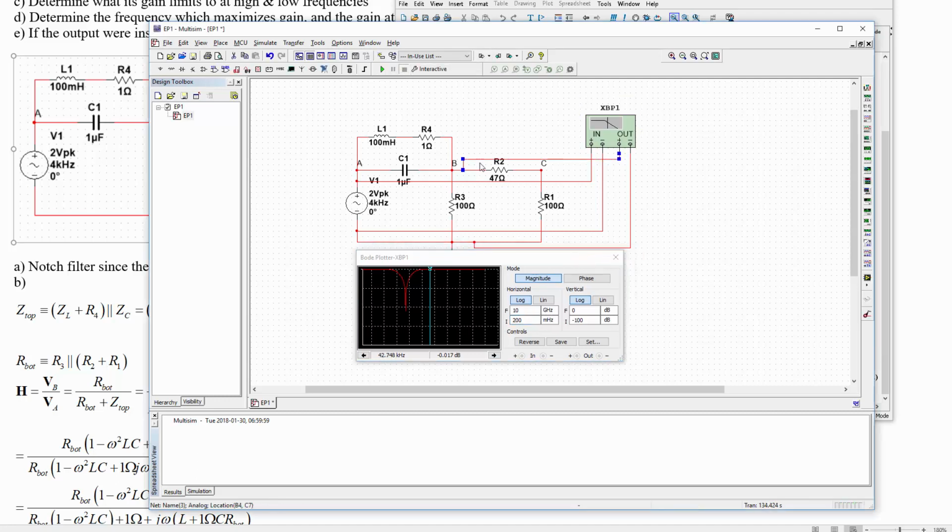So the last thing you might want to do is kind of confirm that the output being at point C instead doesn't actually change anything about what's going on with the filter except for the gain. So you expect the whole thing to just shift down a little bit, but besides that it should be the same. And there it is.